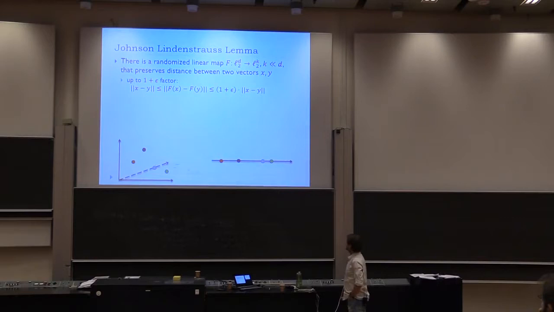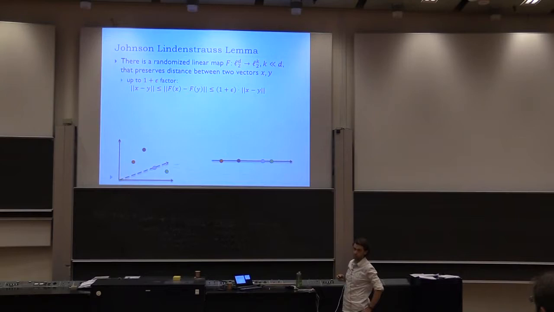So this is the statement. Just to be clear what exactly we're proving: it is a map. The notation L2 denotes Euclidean space, so L2 to the D denotes Euclidean space of dimension D, and this is Euclidean space of dimension K. We're saying that there is a randomized linear map, the same function F, that maps high-dimensional Euclidean space of dimension D to dimension K, and preserves the distances between any given vectors X and Y up to a factor of 1 plus epsilon. This is what it means to preserve distance up to a factor of 1 plus epsilon.